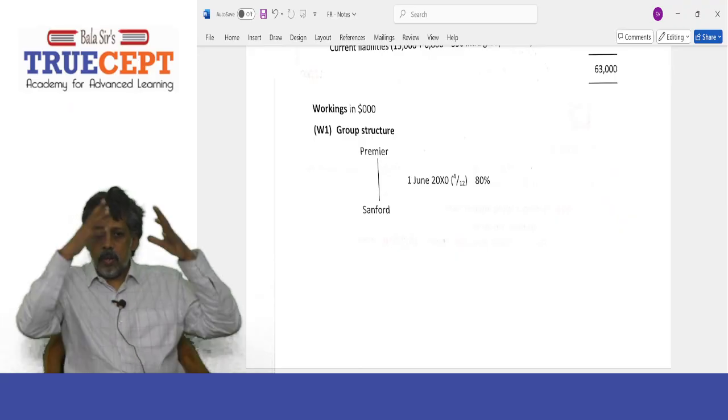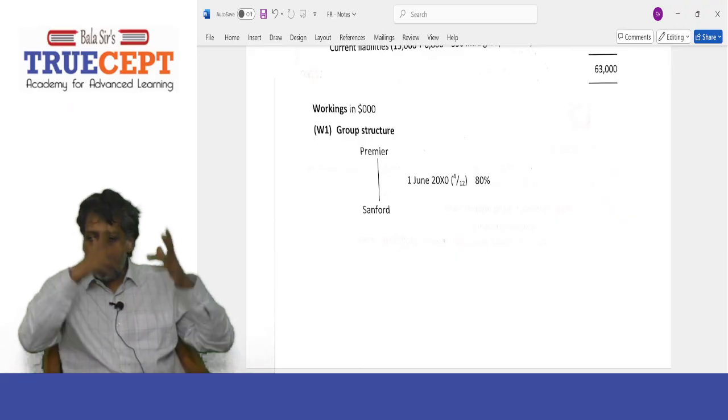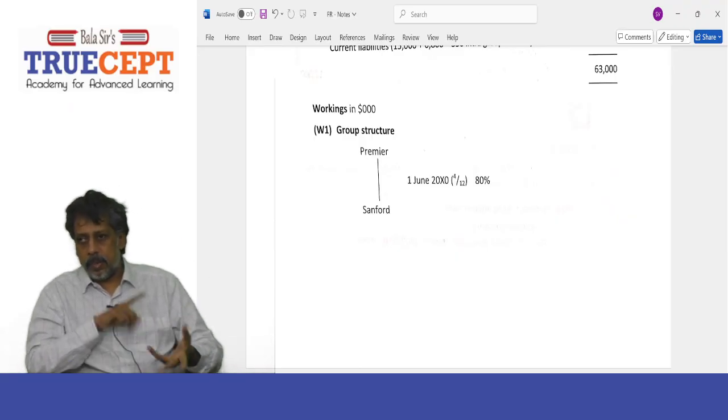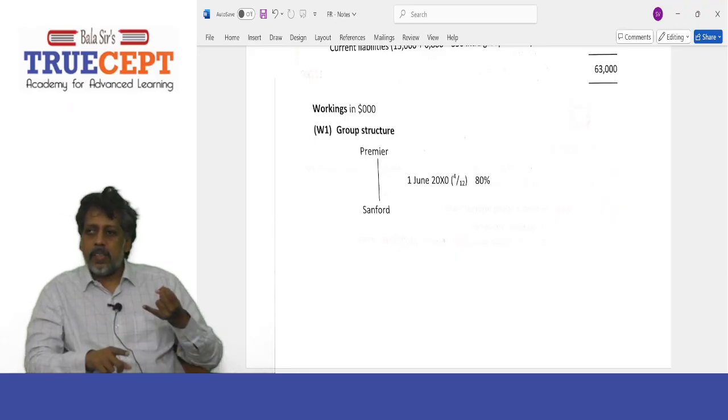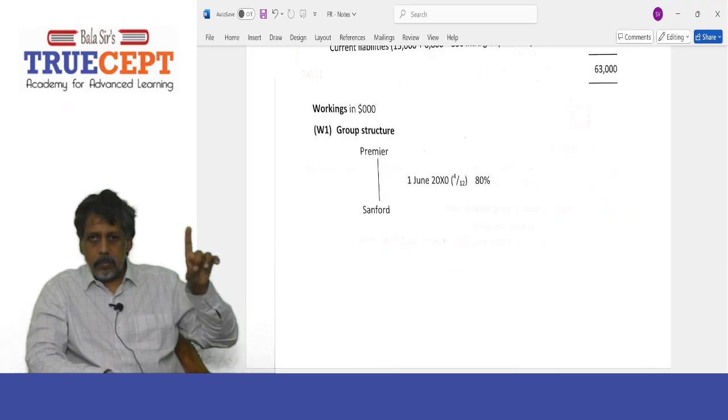Now guys, you have got to have some patience. It's a very important sum. This can come for a solid 15 to 20 marks in your examination. Now let us go ahead and take on working note 1. Working note 1 is the group structure.